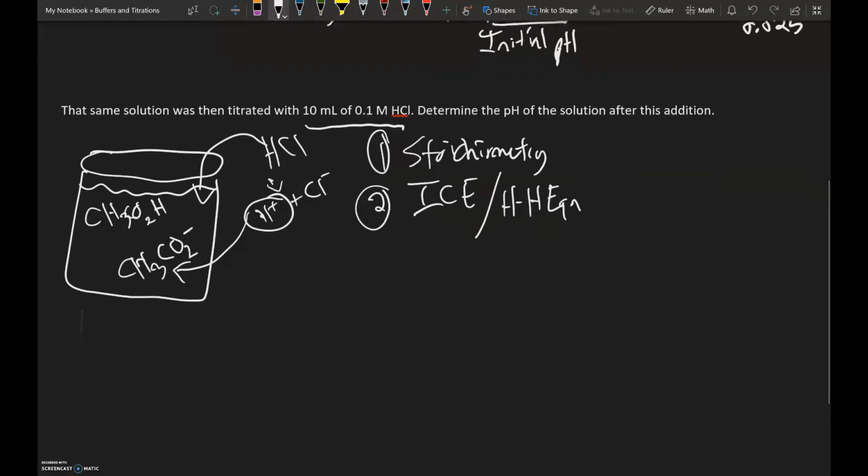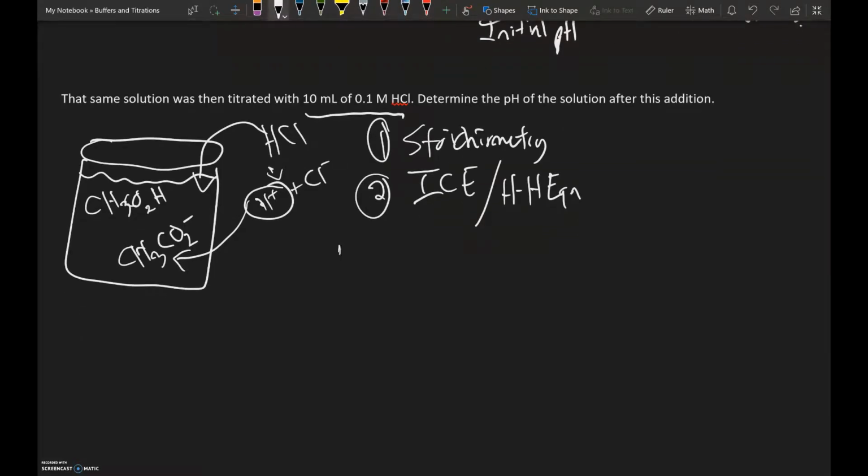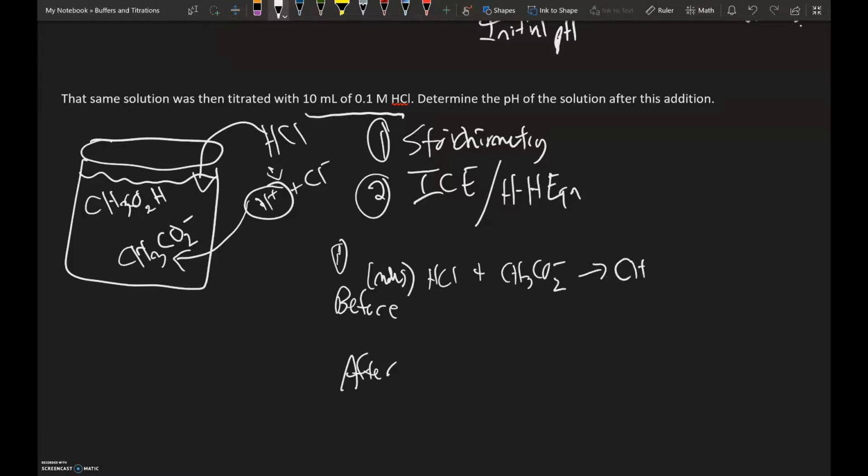So first part, stoichiometry. During the stoichiometry part, we're going to calculate before and then after. And you say, well, what do you mean before? Then we're going to figure out the moles of compound before and then afterwards. So in this particular problem, the HCl is going to react with the acetate ion, and it's going to form acetic acid plus some conjugate, which is not important. In that case, it would be sodium chloride, so that doesn't matter.